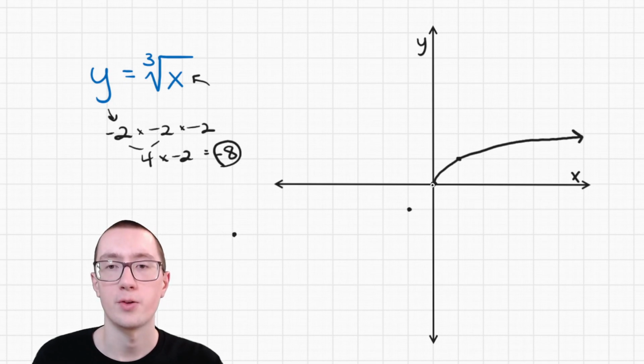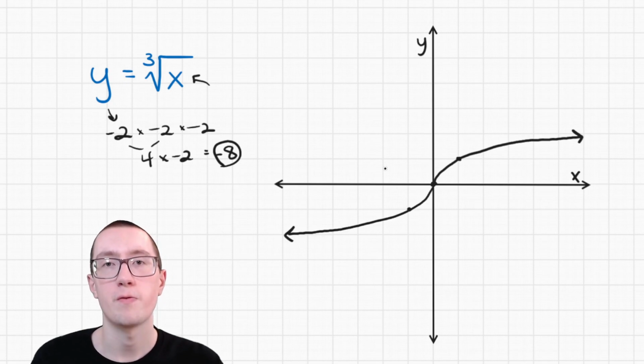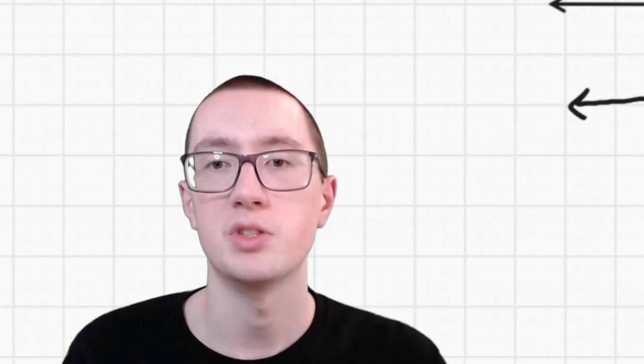So let's go ahead and draw another line connecting these. So this is the final graph of y equals the cube root of x. But how do we use this to graph any other sort of cube root equation?